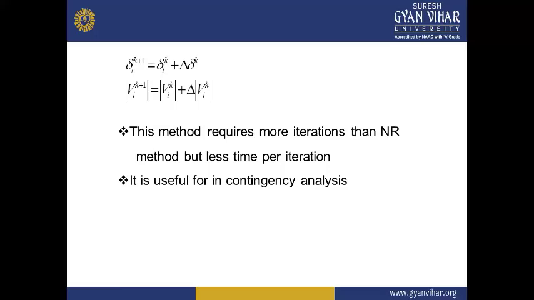So this method requires a large number of iterations compared to the Newton-Raphson method. But the time consumed per iteration is less compared to the Newton-Raphson. So this method gives faster convergence compared to the Newton-Raphson method, though it has a large number of iterations in the system. Another advantage is that it is very useful for contingency analysis. For contingency analysis, this fast decoupled method is very essential and very useful.